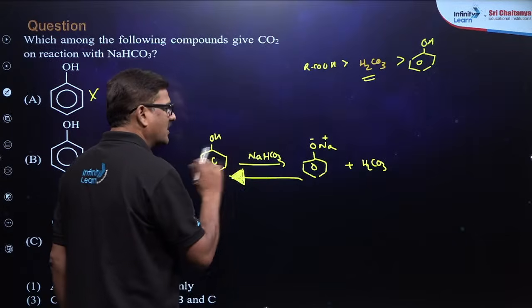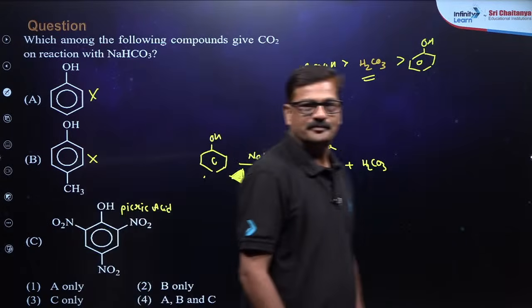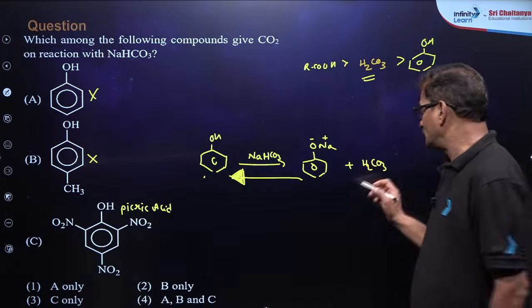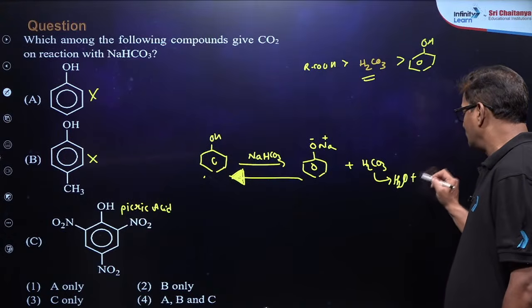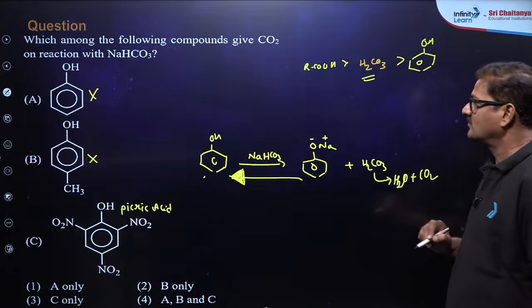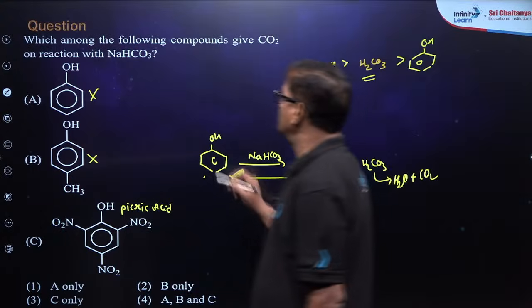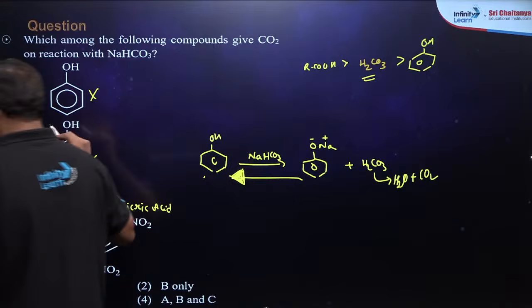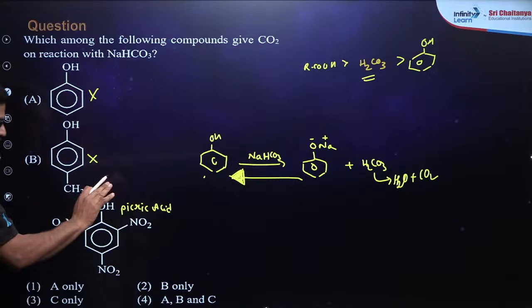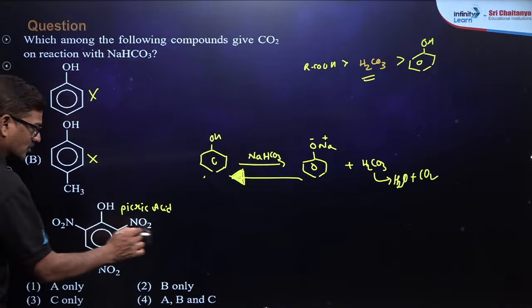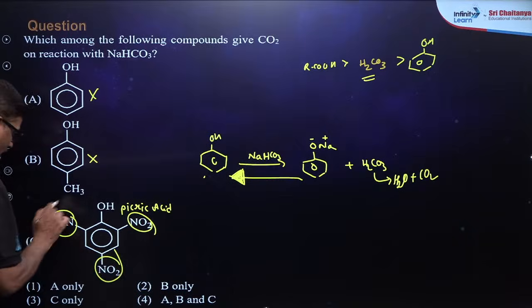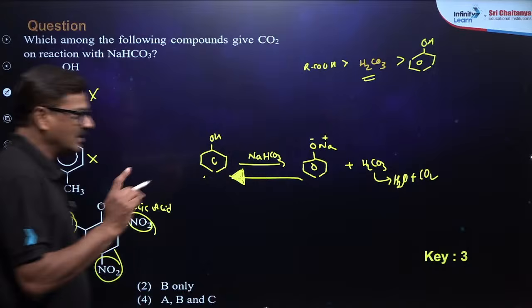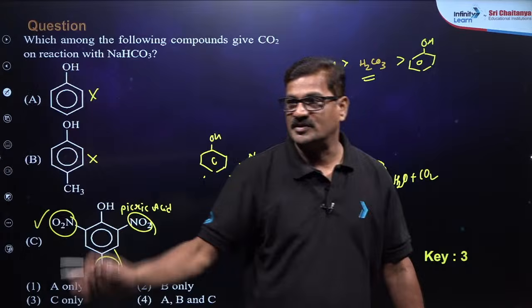So the reaction cannot proceed forward. If H2CO3 could form, it would decompose into H2O and CO2. That is the reason for the question: which of the compounds gives CO2? Phenols do not. But picric acid, due to strong electron withdrawing groups, can. So C only, the answer is option 3.